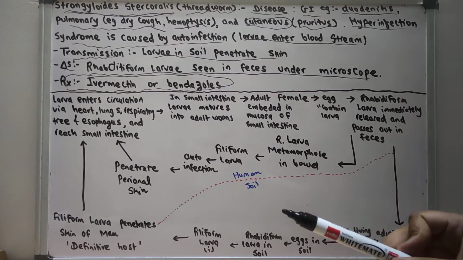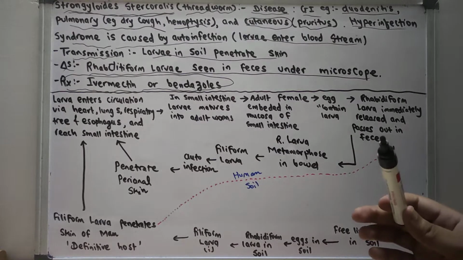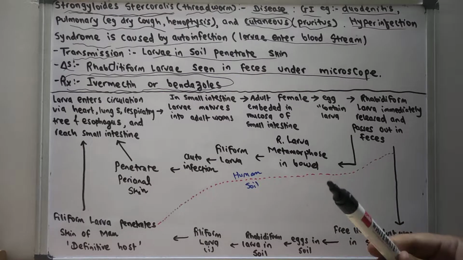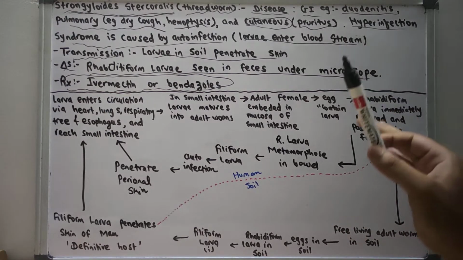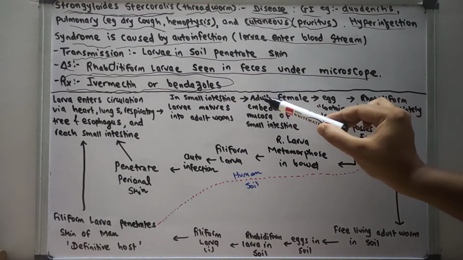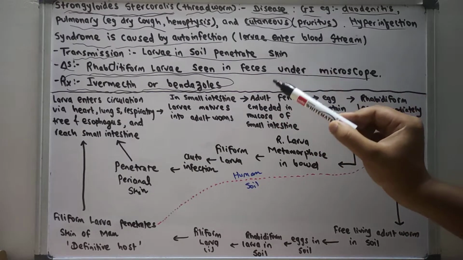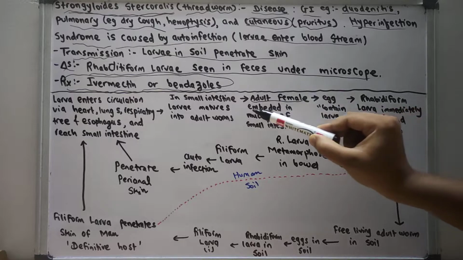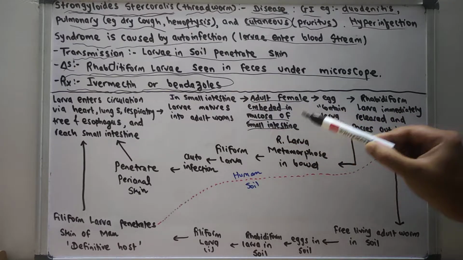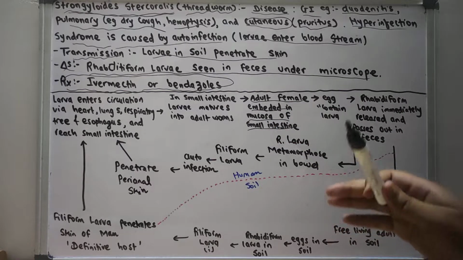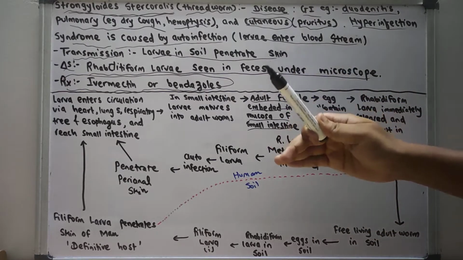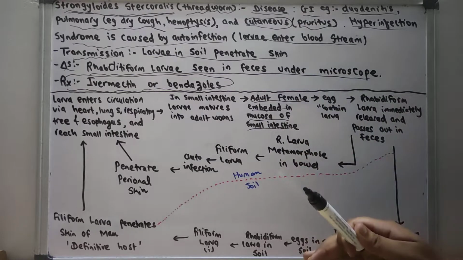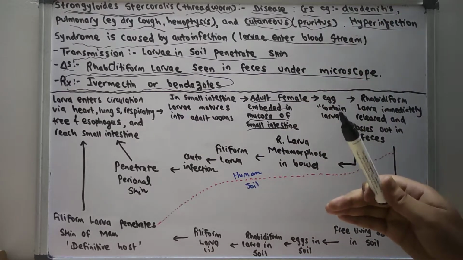Now let us discuss the details about the life cycle of this threadworm. So what happens is that in the small intestine there are adult males and adult females. The adult female is embedded in the mucosa of the small intestine of the human being. There are basically two cycles of this threadworm.